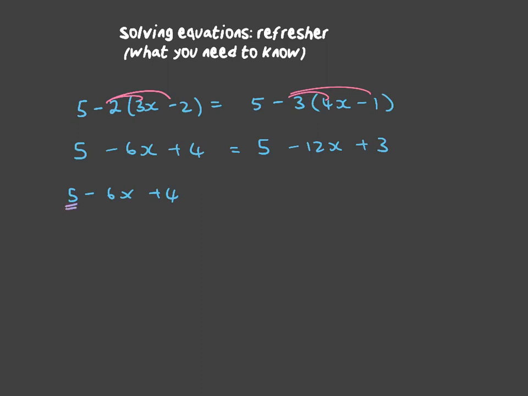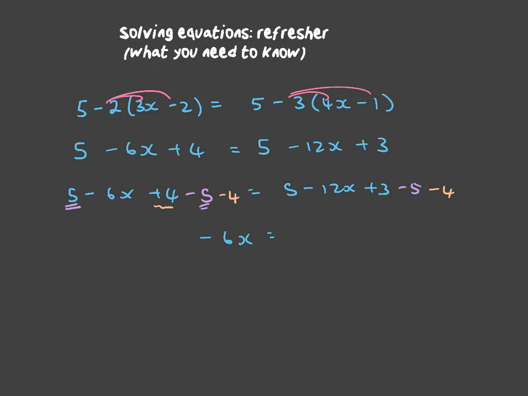So first thing, how do I get rid of this plus 5? Minus 5, right. And we've got 5 minus 12x plus 3. So you're going to minus 5 on both sides, right? Because I want to get rid of the 5 on the left-hand side. And how do I get rid of this plus 4? I would minus 4 on the left-hand side, but immediately I need to minus 4 on the right-hand side as well. So what do we have left here on the left-hand side? So we've got negative 6x left on the left side.